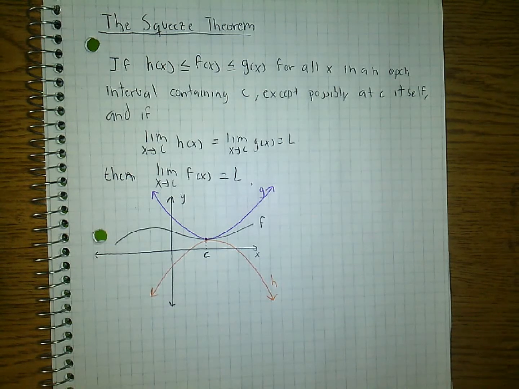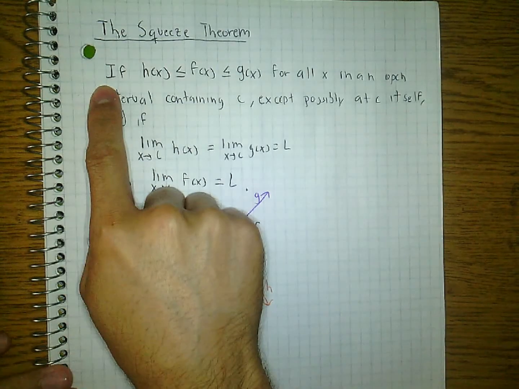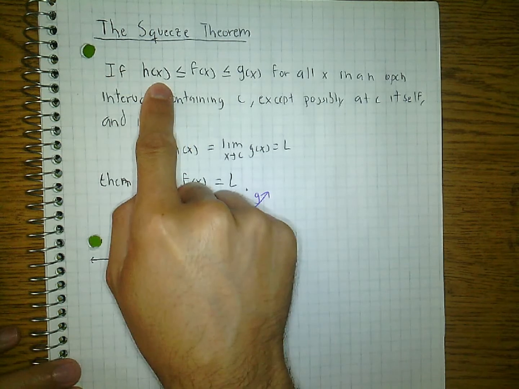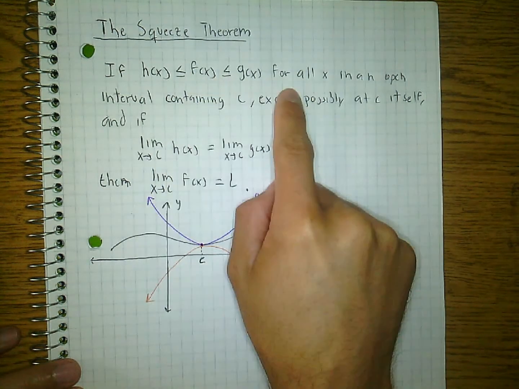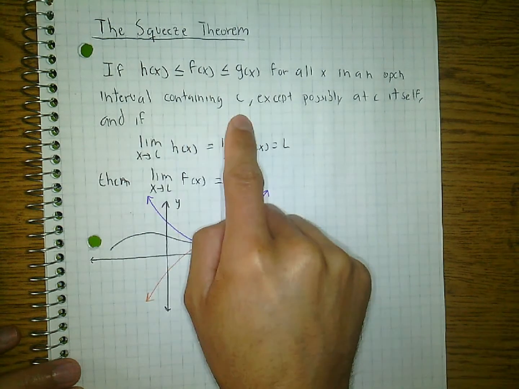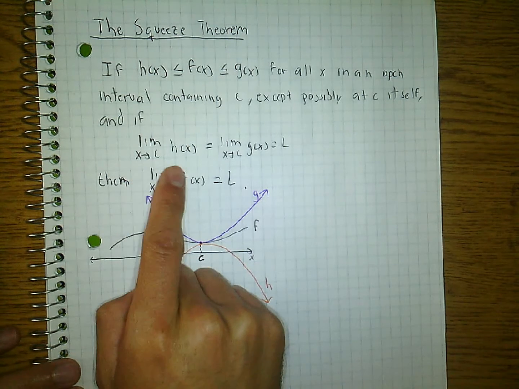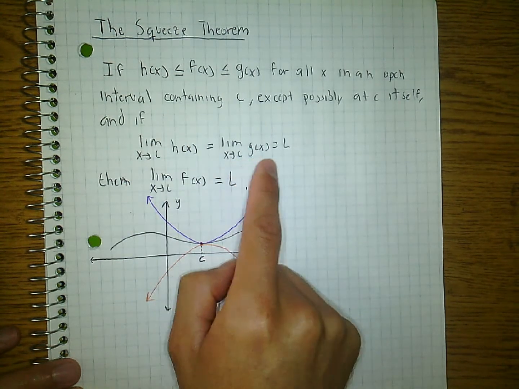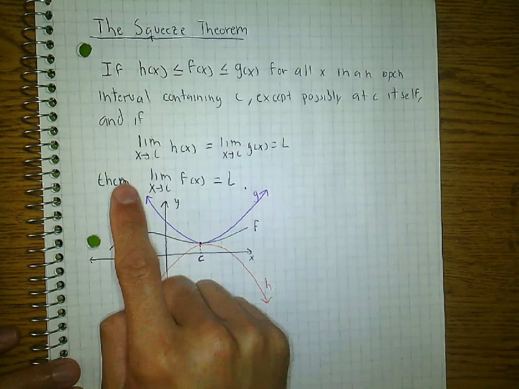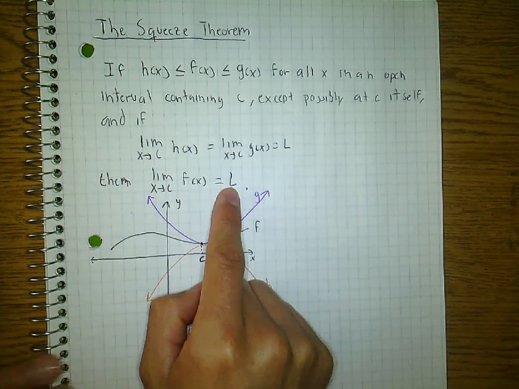Alright guys, so in this video we'll discuss something called the Squeeze Theorem. So here's basically what the Squeeze Theorem says. If you have a function h of x which is less than or equal to f of x which is less than or equal to g of x for all x in an open interval containing c except possibly c itself, and if the limit as x approaches c of h of x is equal to the limit as x approaches c of g of x which is equal to L, then by default the limit as x approaches c of f of x should also equal L.